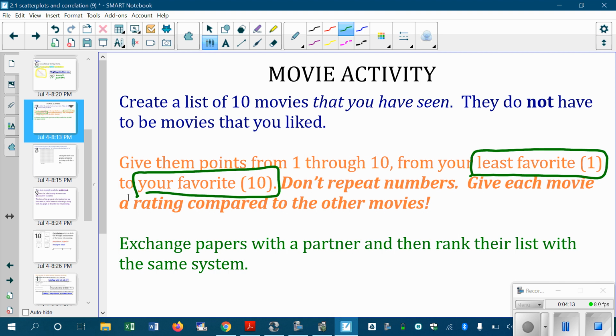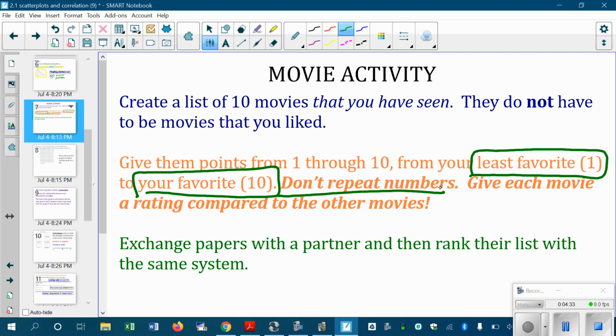So the more you like it, the more points you give it. You cannot repeat numbers. So you're going to have one movie that is the perfect 10, then the 9, then the 8, then the 7, down to your least favorite, which is a 1, okay? And so nothing can be tied. You have 10 different numbers for your 10 different movies, okay?